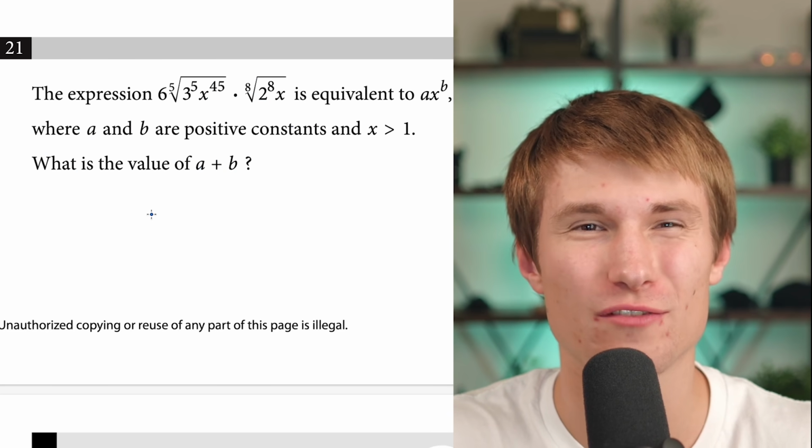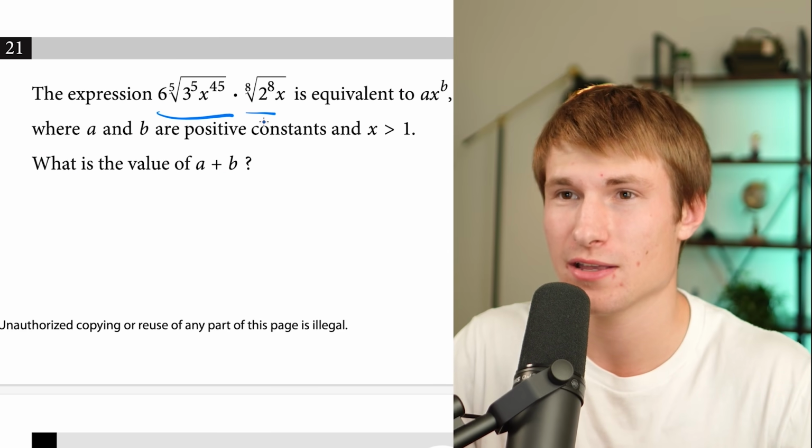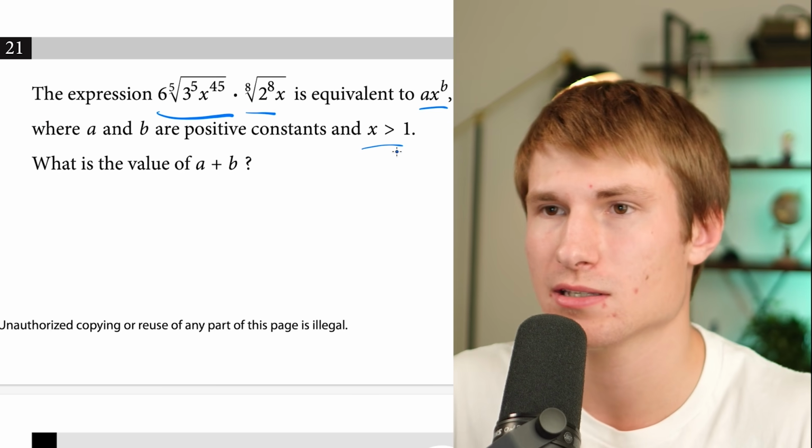Here's how to quickly solve this difficult SAT math question. Question 21 states the expression, and then I'm not going to say that, but you can read it, is equivalent to ax to the power b, where a and b are positive constants. x is greater than 1.